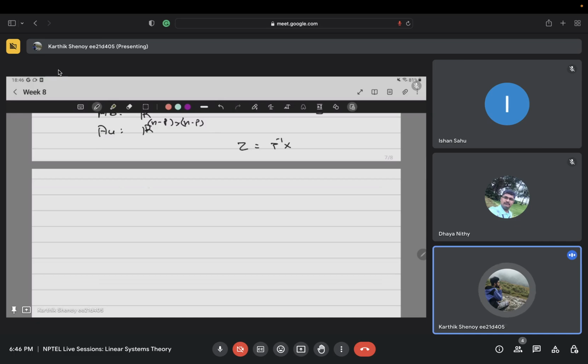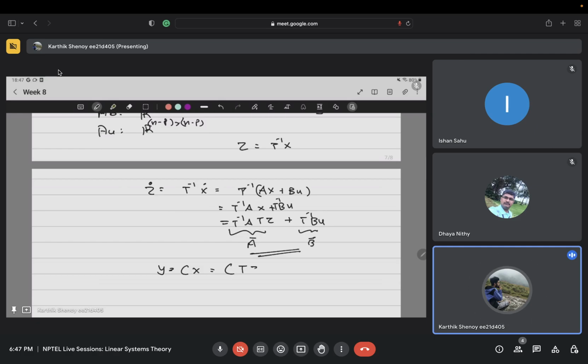When z is T inverse x, z dot is equal to T inverse x dot, which is T inverse a x plus b u. Now I will write x as T times z, so this becomes T inverse a T z plus T inverse b u. I will take this as a bar and this as b bar. And y equal to c x, which is same as c times T times z, which implies c bar is equal to c times T. So that's how you get the decomposition.